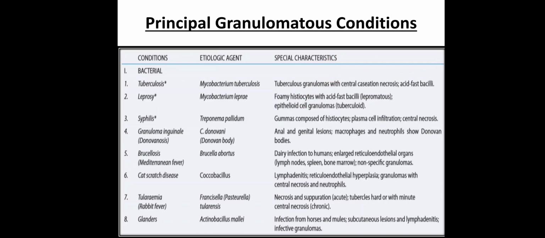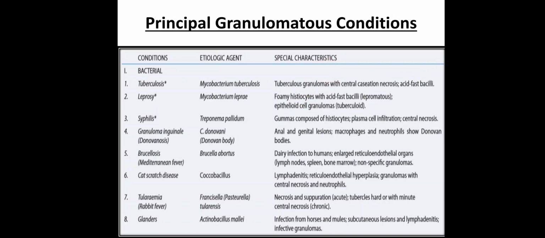acid-fast bacilli. Then comes leprosy, which shows foamy histiocytes and acid-fast bacilli, epithelioid cell granulomas. Then comes syphilis, gummas composed of histiocytes, plasma cell infiltrations and central necrosis. Then comes granuloma inguinale, Donovanosis, where anal and genital lesions will be there along with macrophages and neutrophils showing the Donovan bodies. Then comes brucellosis, where dairy infection to humans, enlarged reticuloendothelial organs are seen.